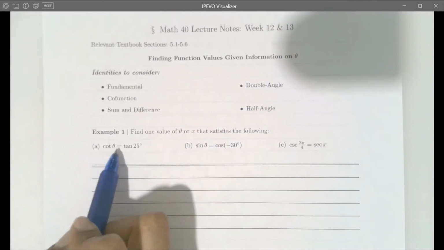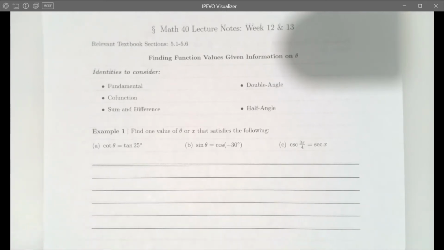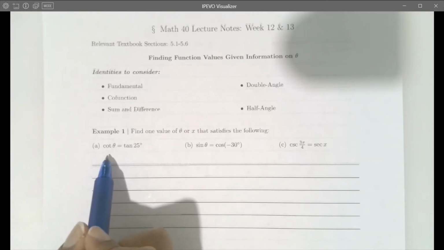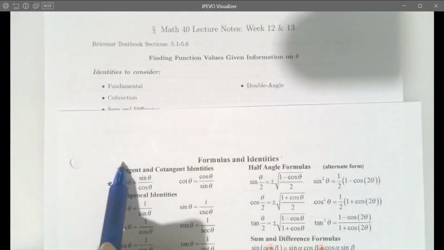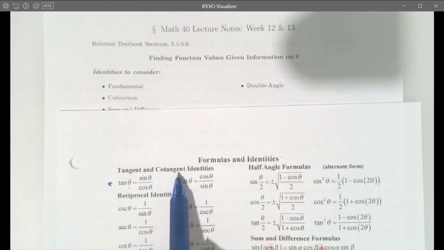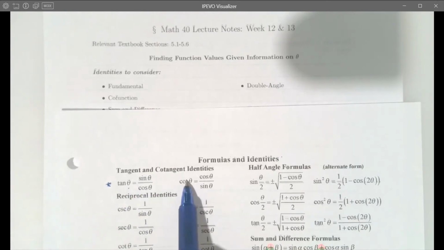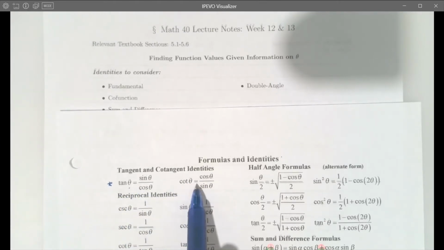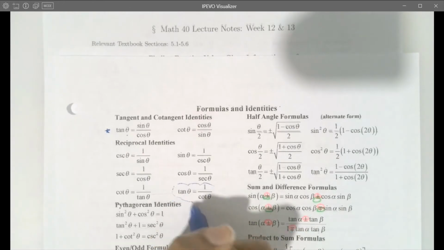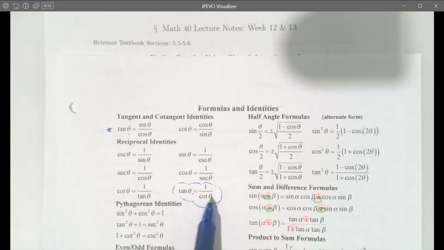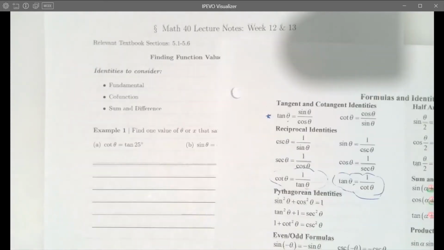In part A, we have cotangent of theta is equal to tangent of 25 degrees. Now, if you look at the formulas, you want to take into consideration formulas that have only one term and that relate cotangent to tan. So maybe you might start looking at the top left-hand corner because this reads tangent and cotangent identities, and we do see tan and cotangent. But these identities actually relate to sine and cosine rather than cotangent and tangent. So we can consider other formulas such as reciprocal identities. This third one has a relationship between tangent and cotangent. But again, we don't, in our case, have a reciprocal, so that's probably going to be ruled out.